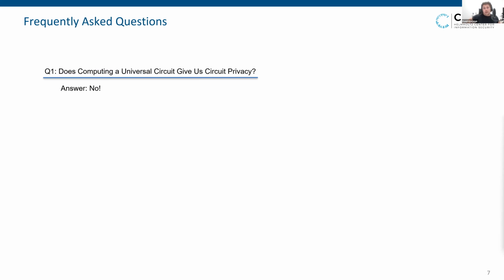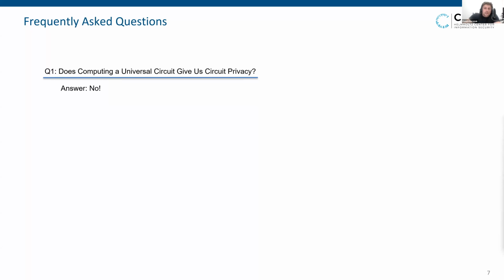Okay, so at this point, let's make a short pause and answer some frequently asked questions, or address some myths that I at least noticed circle around the internet. Question number one: does computing a universal circuit give us circuit privacy? And the answer is no.